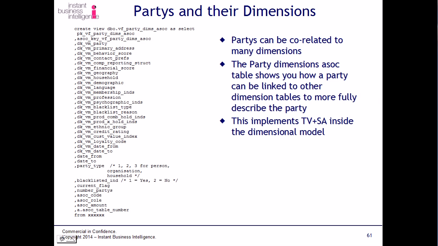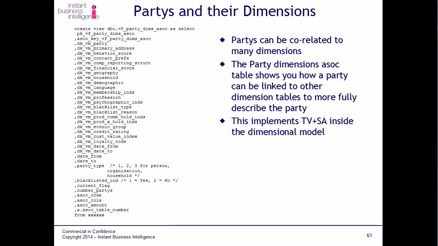Now we're going to talk about parties and their dimensions, and this is the first time you will have seen an association table. And this is part of how the time variant stability analysis model is implemented, and we're not going to talk too much about it here because there is a section on it which is only available under NDA. So again, we have create view, VF party dims ASOC.